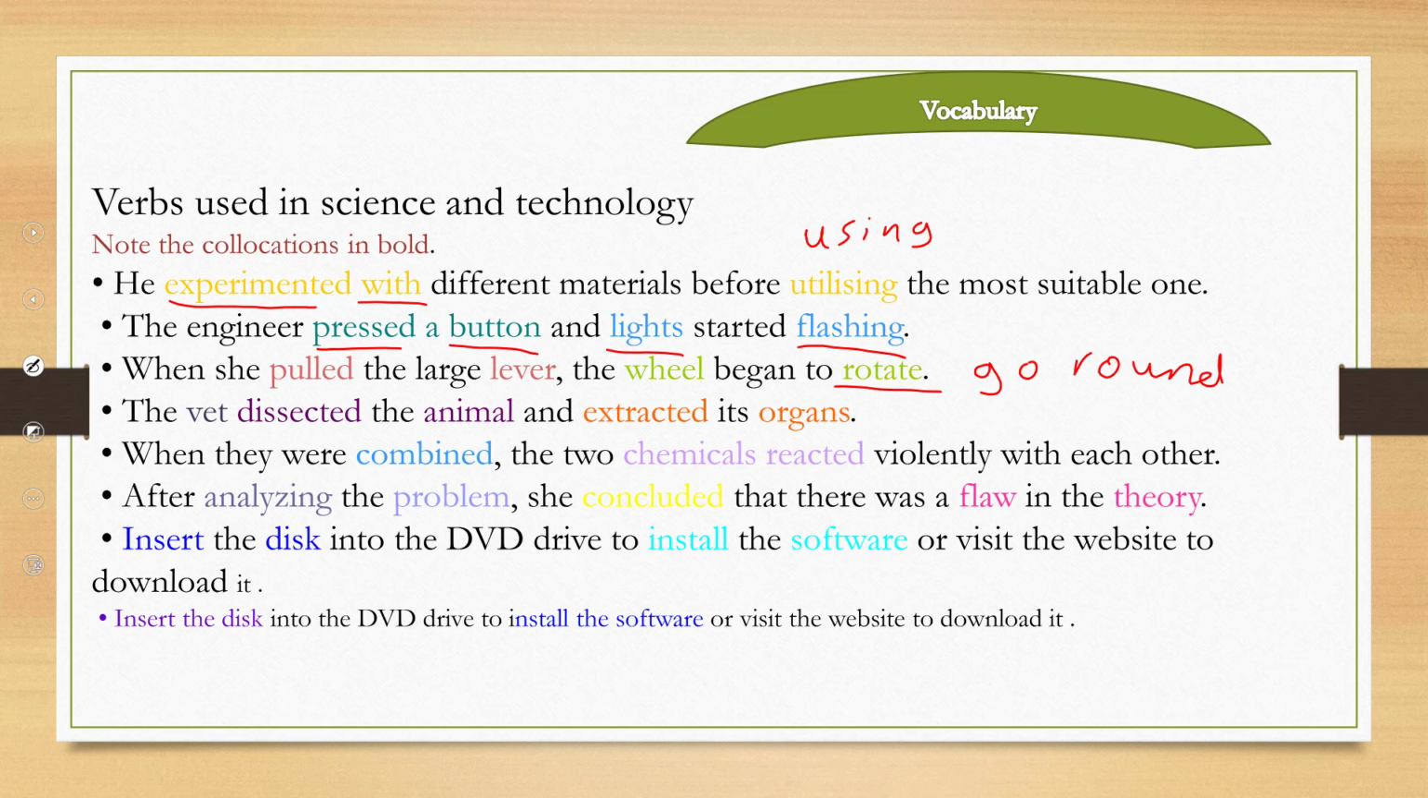Okay, the vet dissected the animal. Dissected means here analyzed the animal, and extracted, took out the organs. So we have dissected the animals, extracted the organs. When they were combined, the two chemicals reacted, mixed violently with each other. Combined means put together.